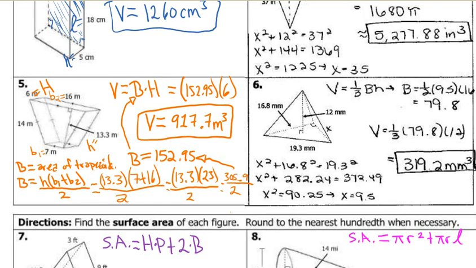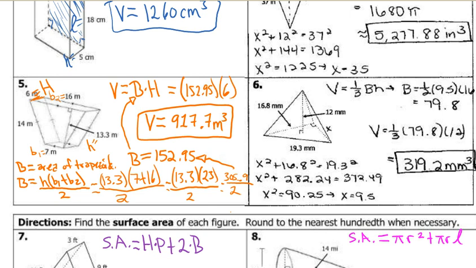Number 5. Again, we're looking for a volume. So volume is the area of the base times the height between the bases. The height here is 6 meters, from this base to this base, and the bases are trapezoids. So that is the height between bases. We label it as big H, and that is 6. We plug it in here.